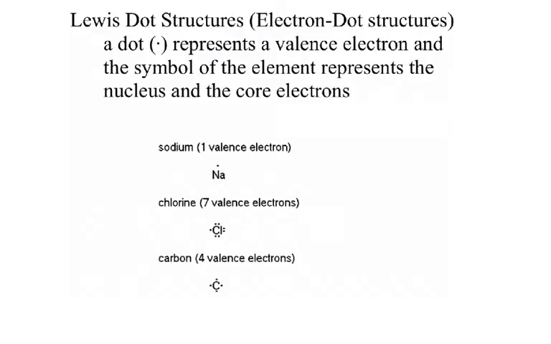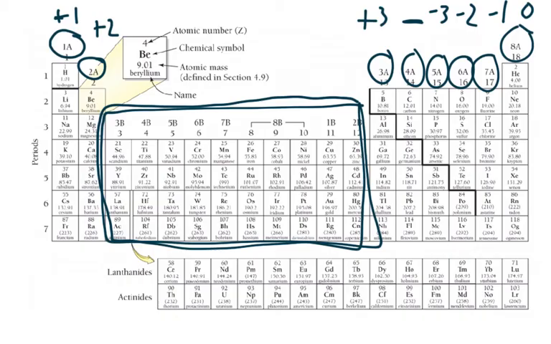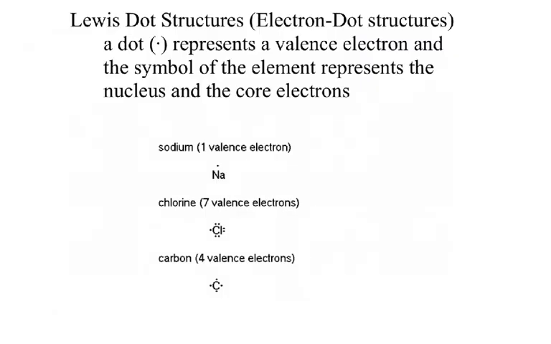So if you're wondering how these Lewis dot structures are done, it's very simple. If you look at sodium in the periodic table, sodium has just 1 valence electron. So when you do a Lewis dot structure, all you do is put the symbol and then put 1 dot for the 1 valence electron. And honestly, you can put it wherever you want. I usually put it at the top.